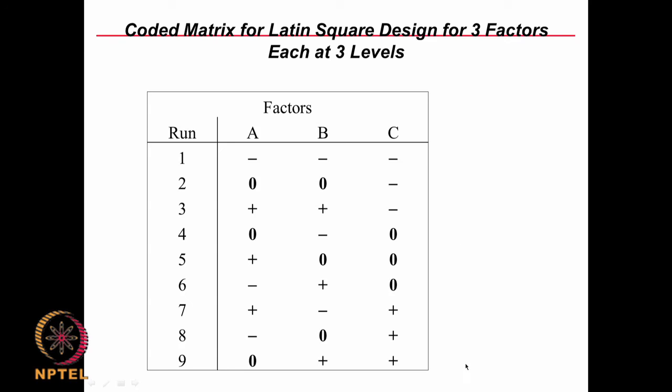So, if I want to know the effect of A here, unlike plus and minus we also have 0. That means we have the effect of A at 3 places: plus, 0, minus. So, we can generate a second order type of mathematical relation, whereas if it is 2 levels we will be able to generate only a linear type of mathematical relationship.